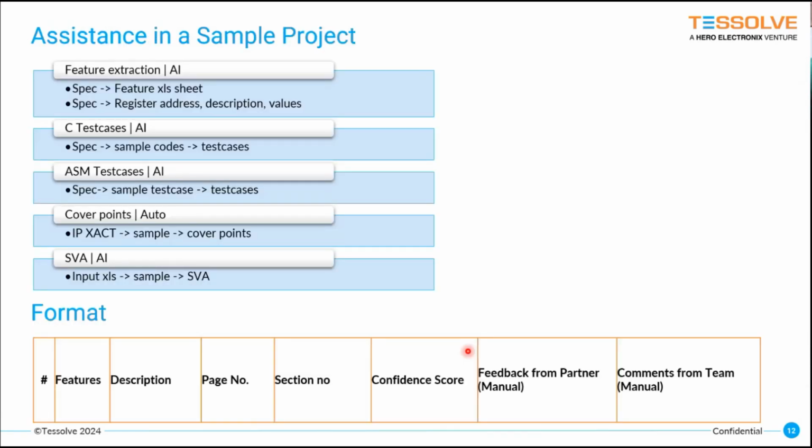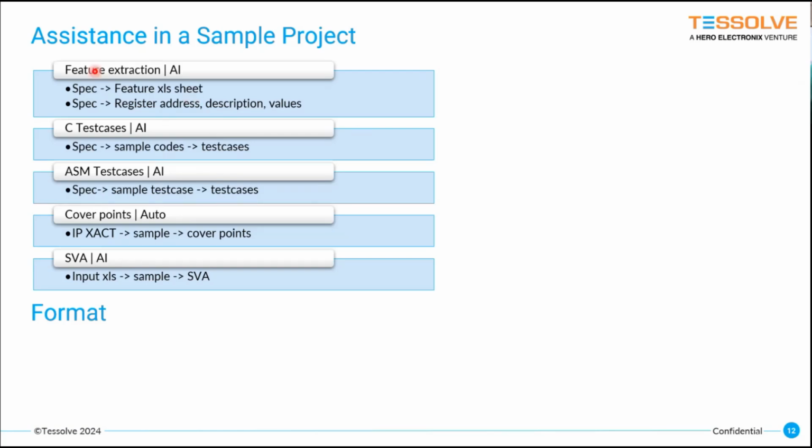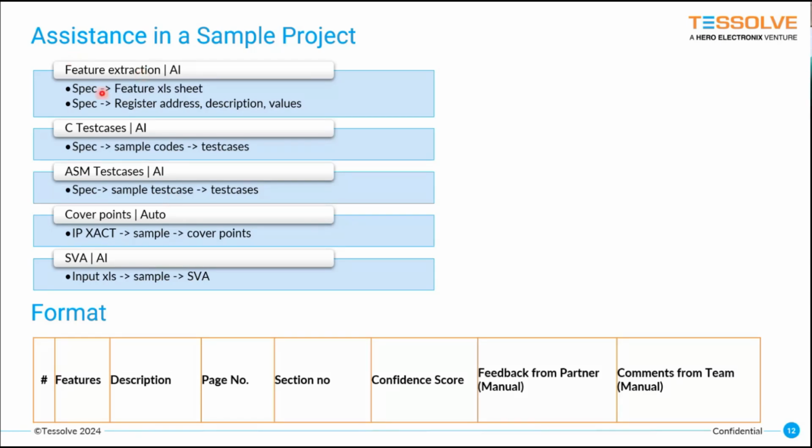If we talk about one sample project, we start with the spec and do the feature extraction, as I showed in the earlier table. Then C test cases, assembly test cases, cover points, SystemVerilog assertions, all these things we are trying and experimenting with the help of AI. The inputs and outputs for each step are mentioned here. Taking just one example, feature extraction: the feature name and description are there, and the AI also tells us from which page and which section number the information is taken.